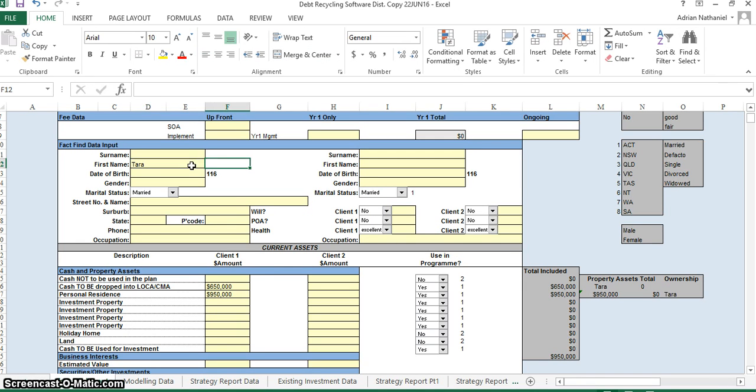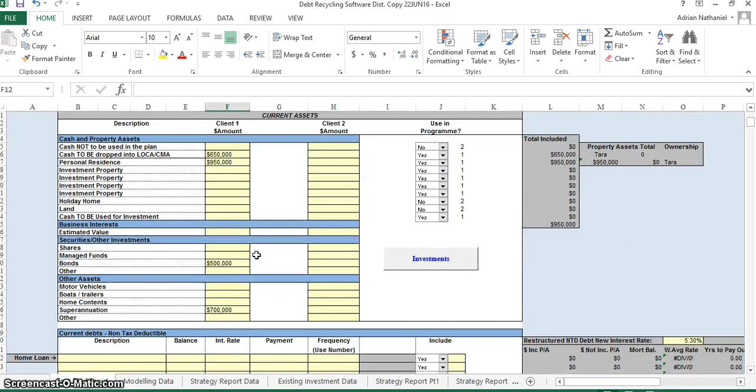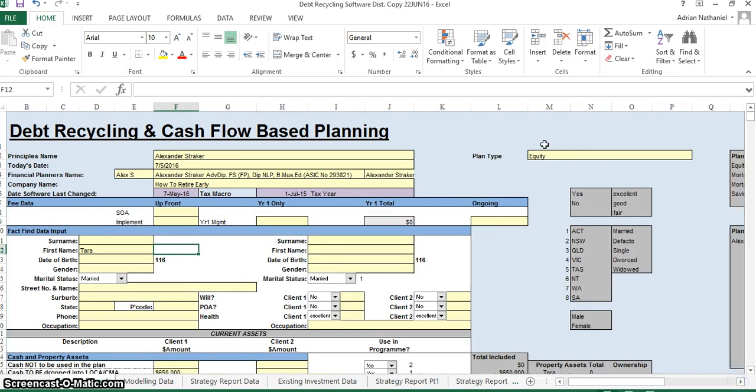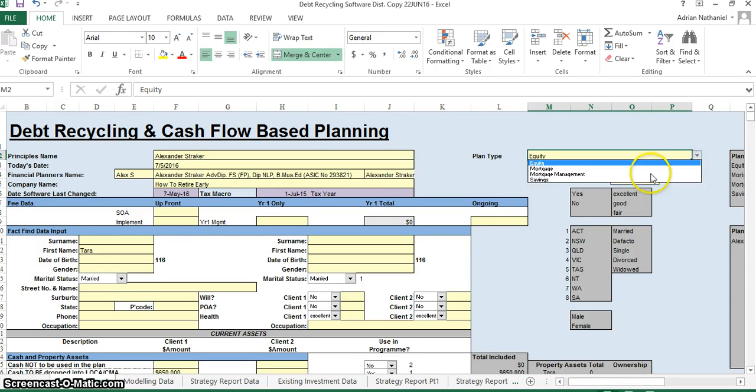Cool. And do you know her date of birth? It's just that it's going to mix up some of the calculators, because it's looking at number of years to retirement, etc. Can you just open that up and show me the other ones again? So 4 choices: equity, mortgage, mortgage management, savings. Okay, great.